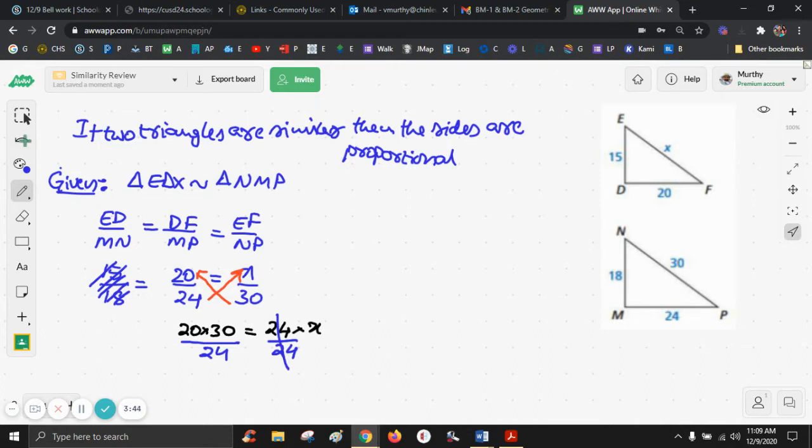24 over 24 gets cancelled. Then quickly you grab your calculator and compute 20 times 30 over 24. Here I am not using a calculator. 4 times 6 gives me 24, 4 times 5, then 6 times 5, 30. Then the value of x equals 25. In case you want, you can check this on a calculator. Okay, now let's go to the next question.